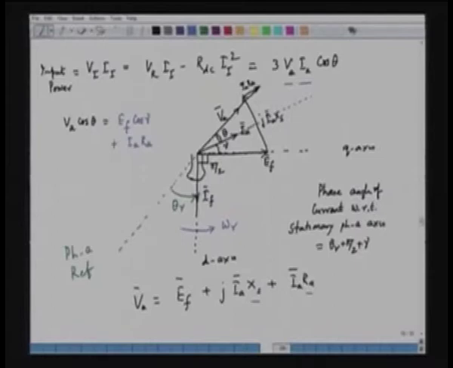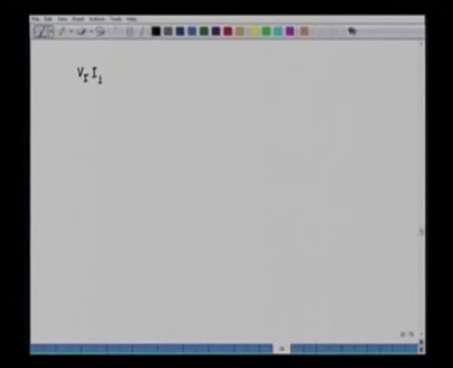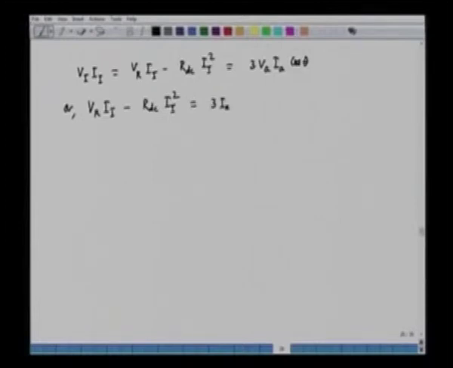If we substitute that and simplify, we have the original equation: VI minus RDC I squared is equal to 3 VA IA cos theta. We can replace that in the following fashion: VI minus RDC I squared is equal to 3 IA times VA cos theta, which is EF cos gamma plus RA IA.